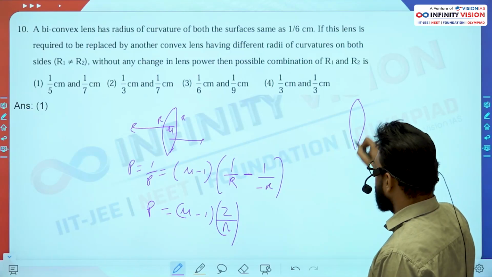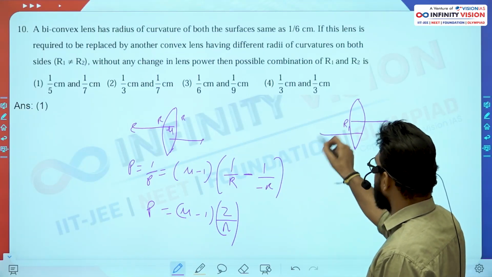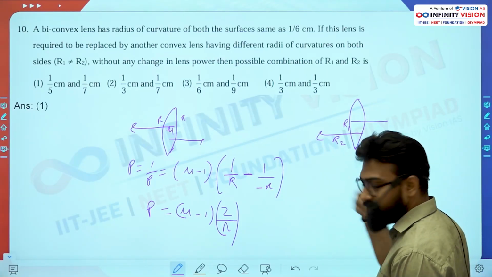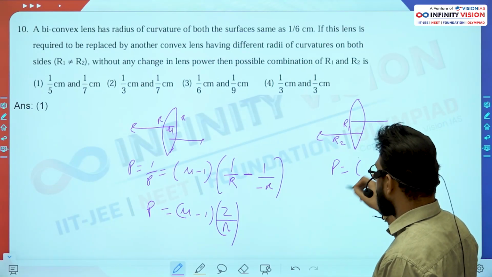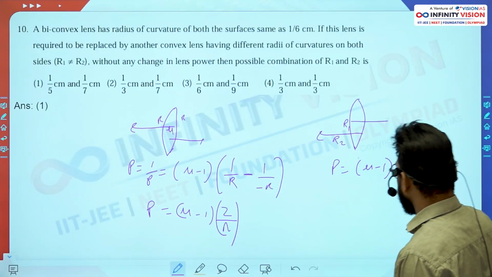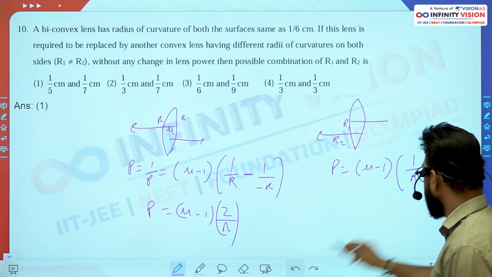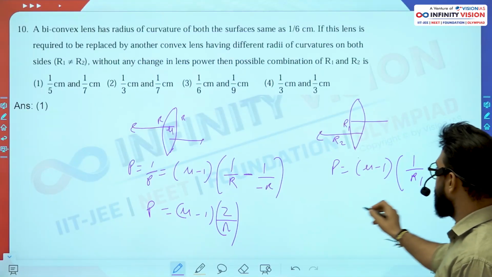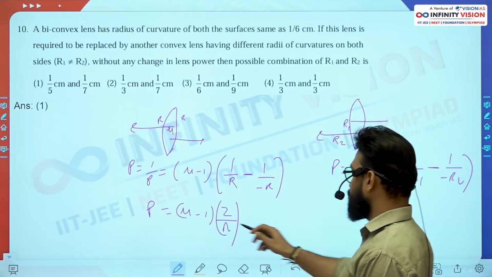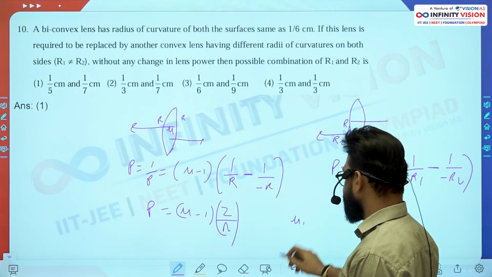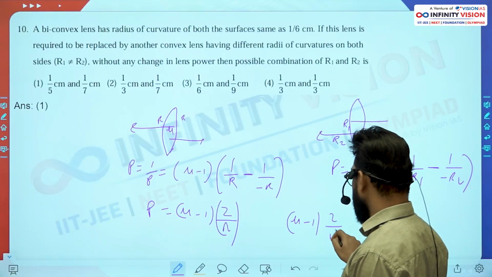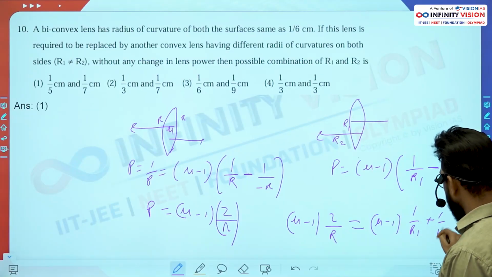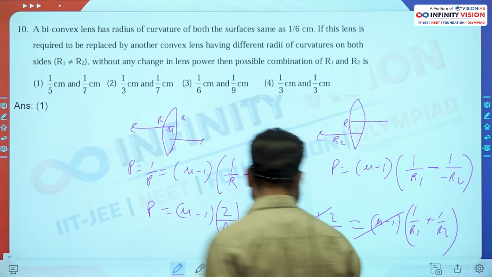If you replace this lens with another lens having R1 and R2 as its curvatures, the power would be the same. So it would be equivalent to 1 upon F, which is (mu minus 1)(1 upon R1 minus 1 upon minus R2). Minus minus would be plus. Since these two are equal, (mu minus 1) 2 by R is equal to (mu minus 1)(1 upon R1 plus 1 upon R2). These two will cancel out.